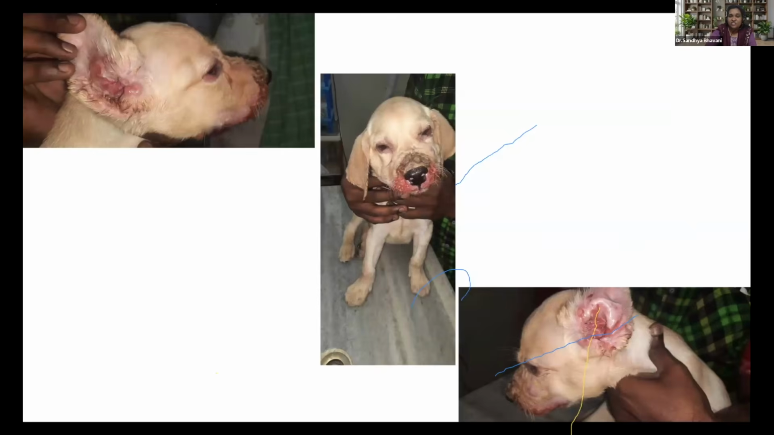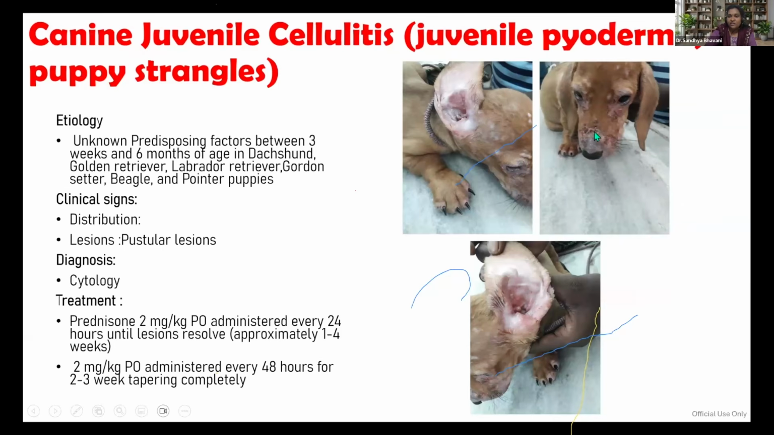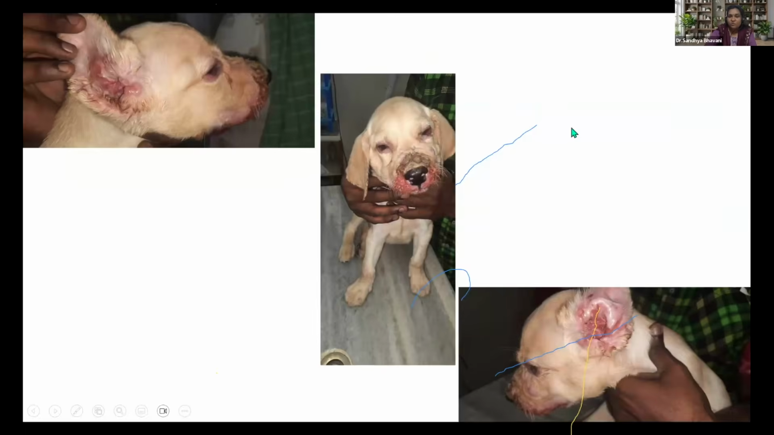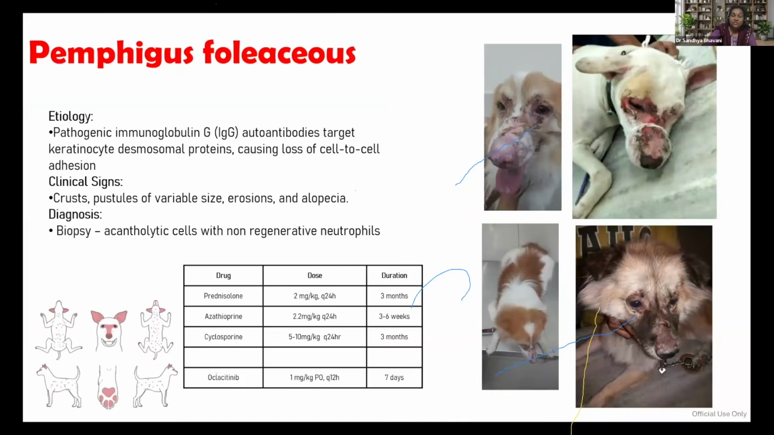So this is another form with a severe lesion. The previous one was somewhat okay, with scabby lesions on the face. But here it is more of a moist wound, and the canal is completely affected. So in this dog, we have to go for systemic treatment also, like fluid therapy, because of the lesions around the oral cavity it will not eat. So we have to give other treatment along with prednisolone. This is an important disease, pemphigus foliaceus.